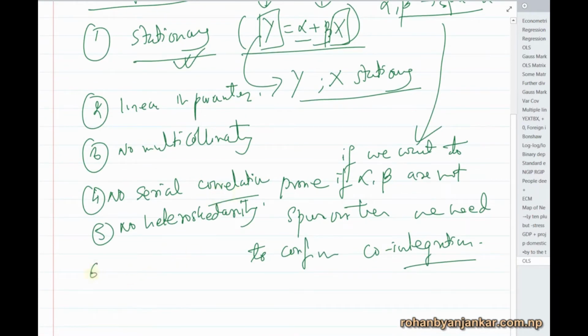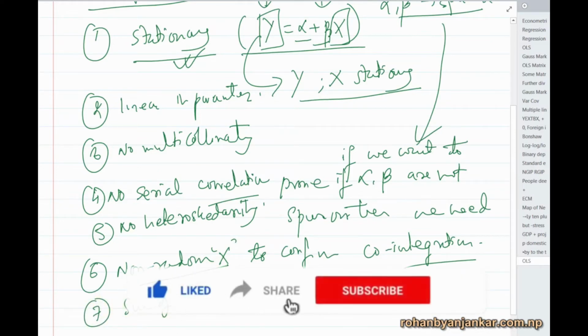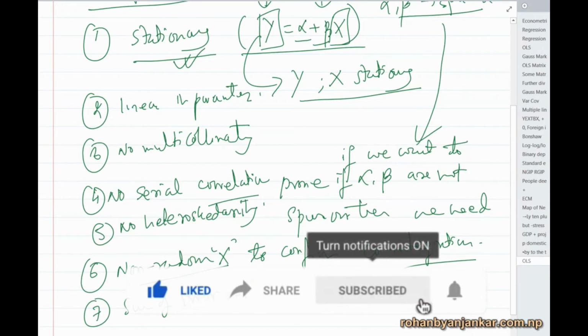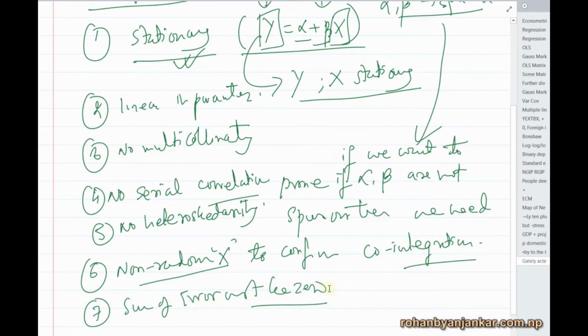And sixth is non-random. X, the independent variable, must be non-random. Seventh is the sum of error must be 0. These are some of the basic assumptions of OLS, and these are in the theory, and we must have a clear understanding of it.